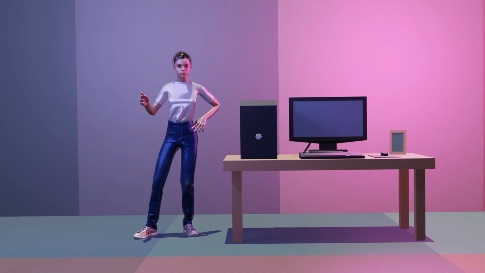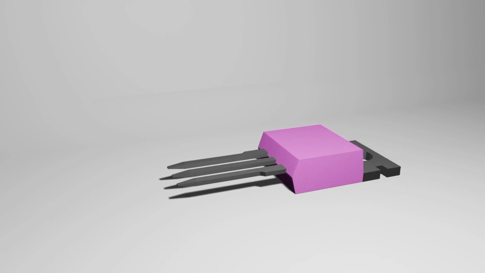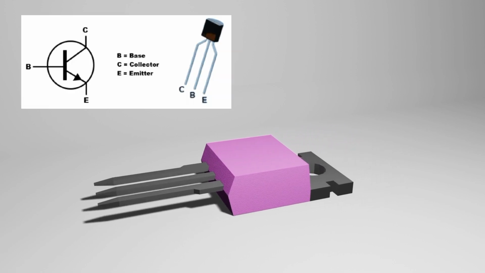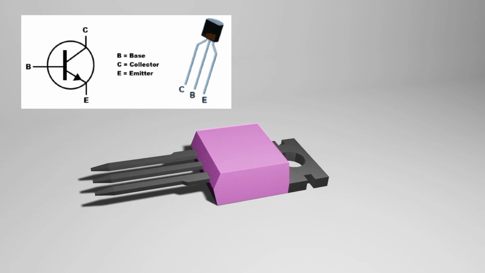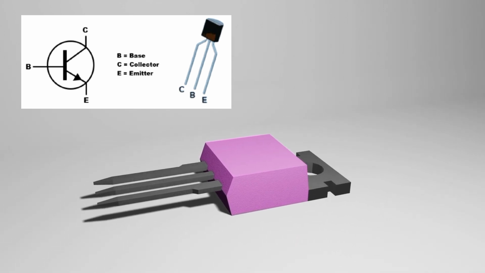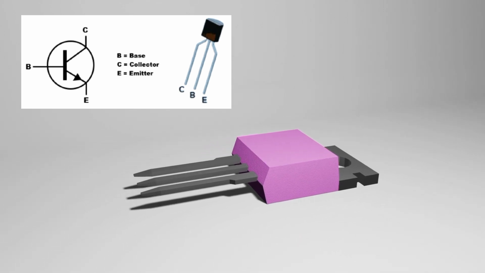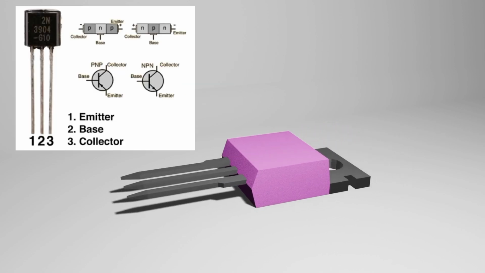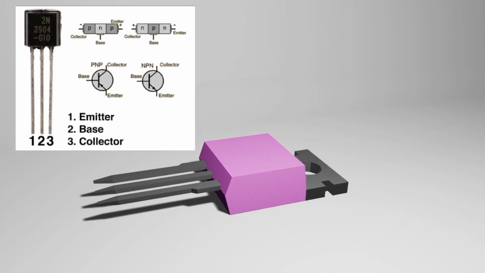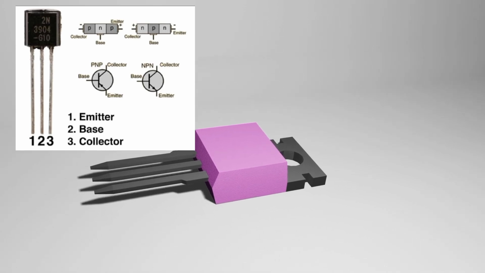1. Structure of a transistor. A transistor has three main terminals. Emitter, E. The terminal that emits charge carriers, electrons or holes. Base, B. The middle terminal that controls the flow of charge between the emitter and the collector. Collector, C. The terminal that collects charge carriers from the emitter.